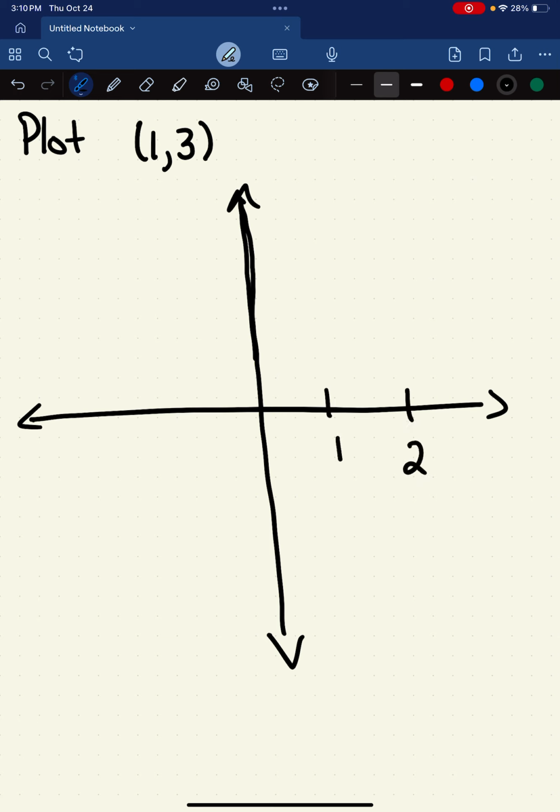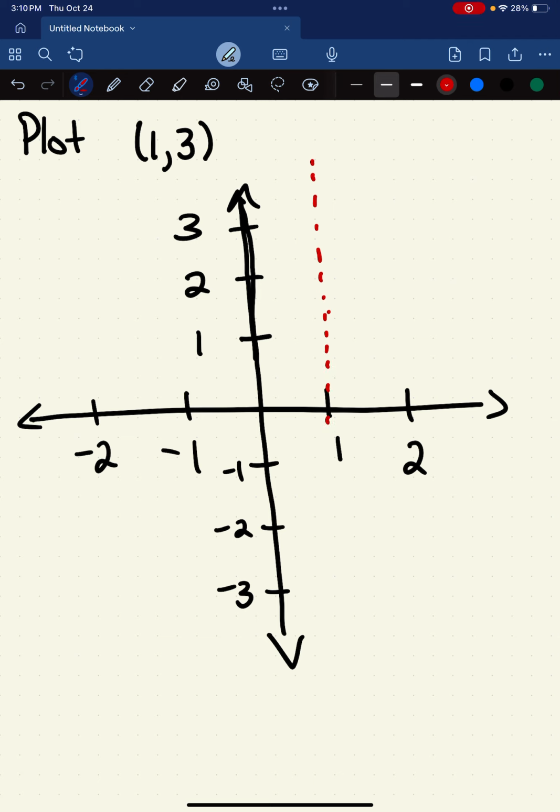So going left or right first, let's see, there's 1, there's 2, zero here in the middle, and we get -1, -2, it goes on forever. Here we have 1, 2, 3. We have -1, -2, -3. Okay, so if we want to plot 1, 3, we find 1 on the x-axis. Here we are. You wouldn't plot this line, I'm just doing this as a reference line.